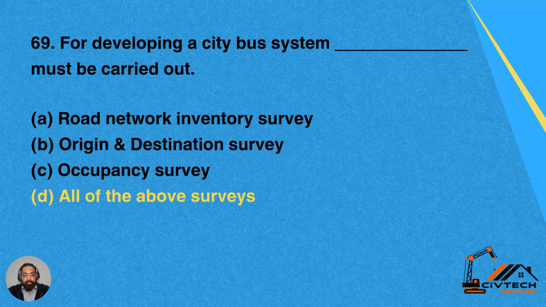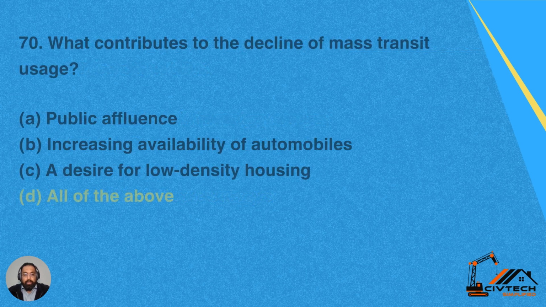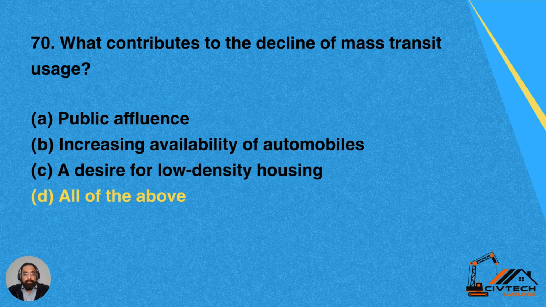69. For developing a city's bus system, dash must be carried out. Option A, road network inventory survey. Option B, origin and destination survey. Option C, occupancy survey. Option D, all of the above. So yes, all these surveys are required to plan a good city's bus system or rapid transit system.